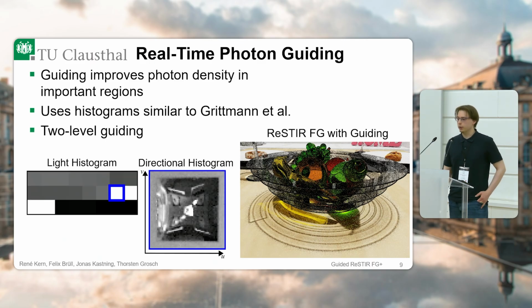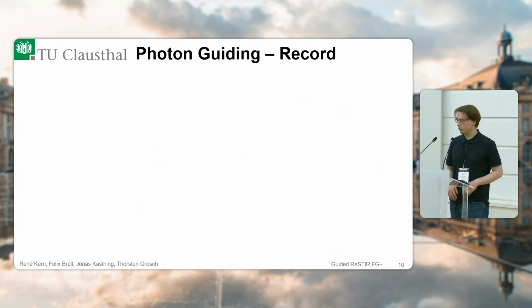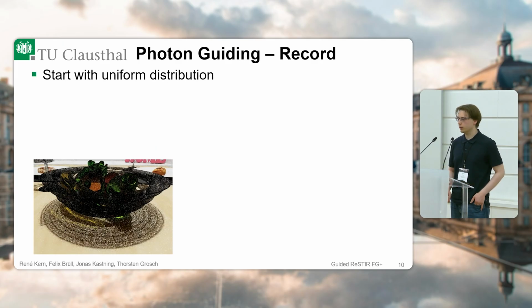Our guiding uses histograms similar to Grittmann and colleagues, but we use two-level guiding for our real-time guiding. We first guide to the relevant light sources, and if a light source is relevant enough, we also do directional guiding. First off, we need to actually record the contribution, and for that we start with a uniform distribution because we have, of course, no further knowledge of the scene composition.